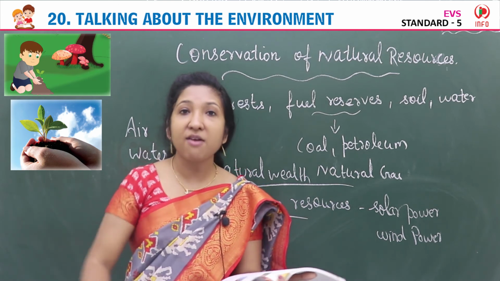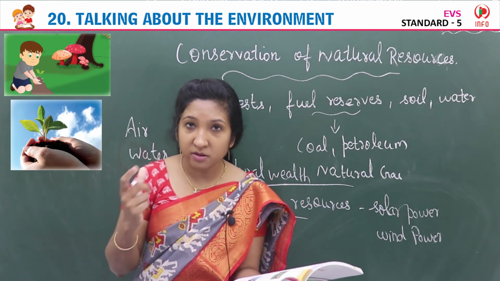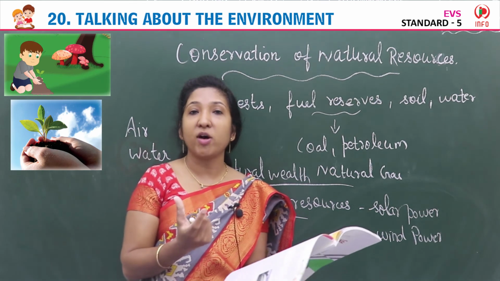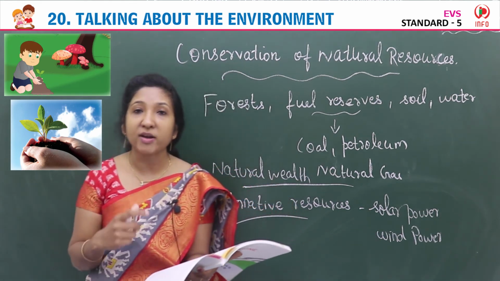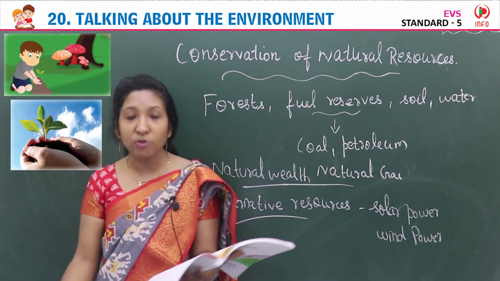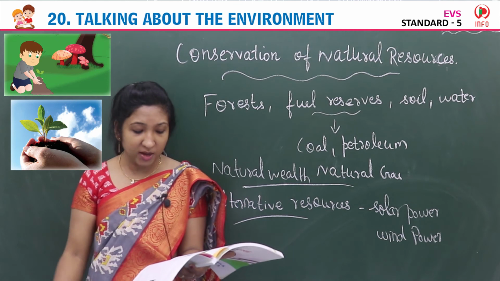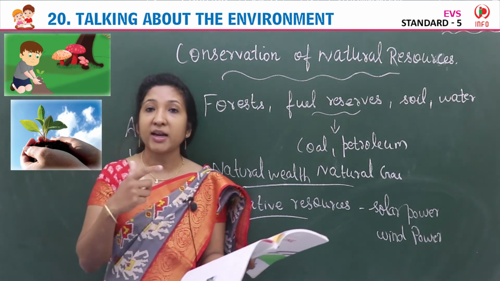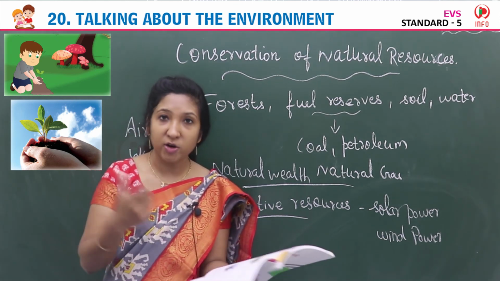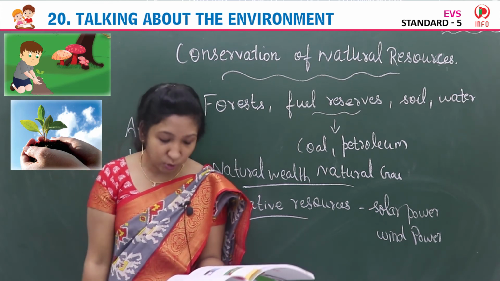So we can conserve our natural resources in a number of ways. First, we have to conserve water, potable water. Drinking water availability is less, so conserve water by reusing and recycling water. Then we have to reduce water pollution. Then forests are being cut because of deforestation. Forests are being cleared and all. So instead of that, we need to plant more trees.